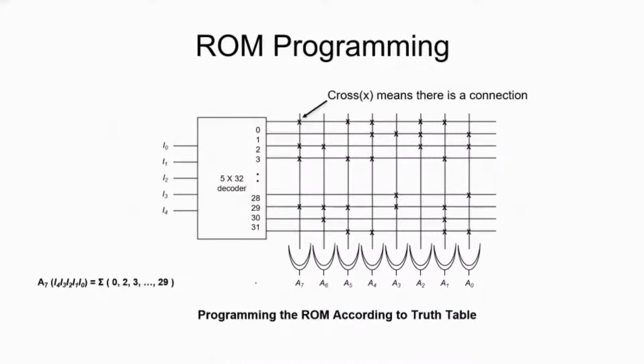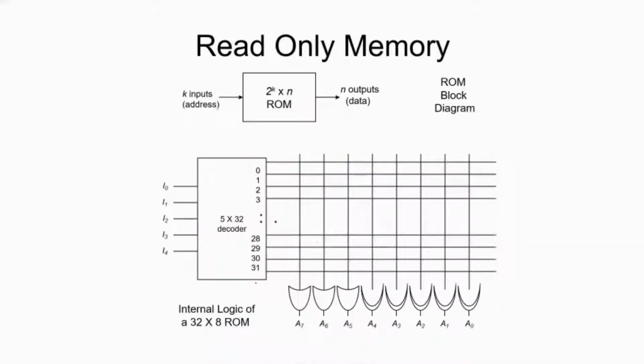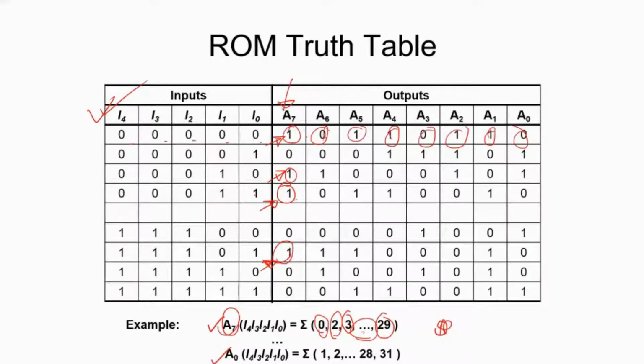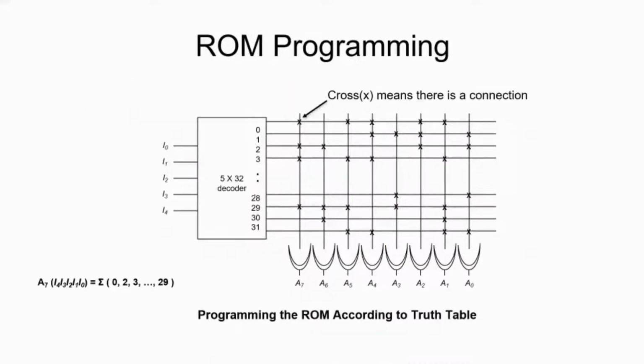Now let's try to program this blank ROM according to the ROM truth table right here. An example. See how I have programmed. This is the 5 into 32 decoder, with the 5 addresses. I'm just pointing out the A7 output. This A7 output was 1 at 0, 2, 3, and 29. So a cross means there is a connection.